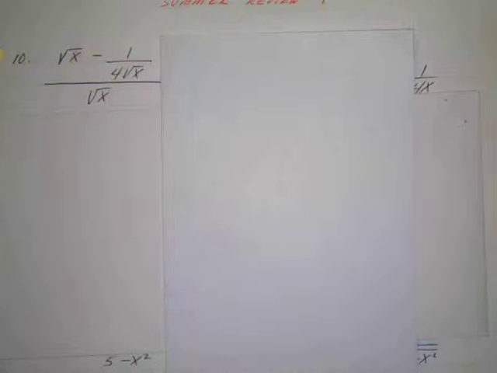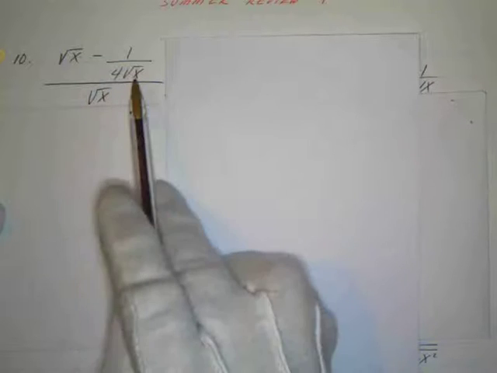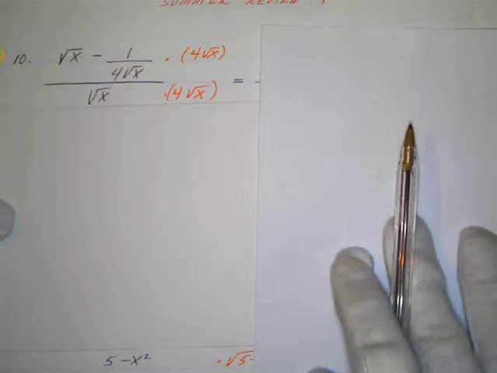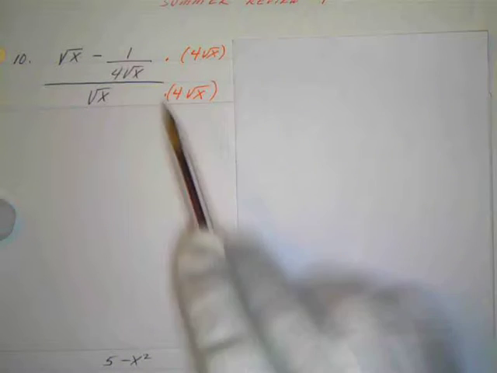Okay, number 10 on summary review number 1. Again, another complex fraction. And again, we've got radicals in the denominator. So 4 times the square root of x, that's the only denominator I have, so that's my LCD. So I multiply the top and bottom by 4 times the square root of x.